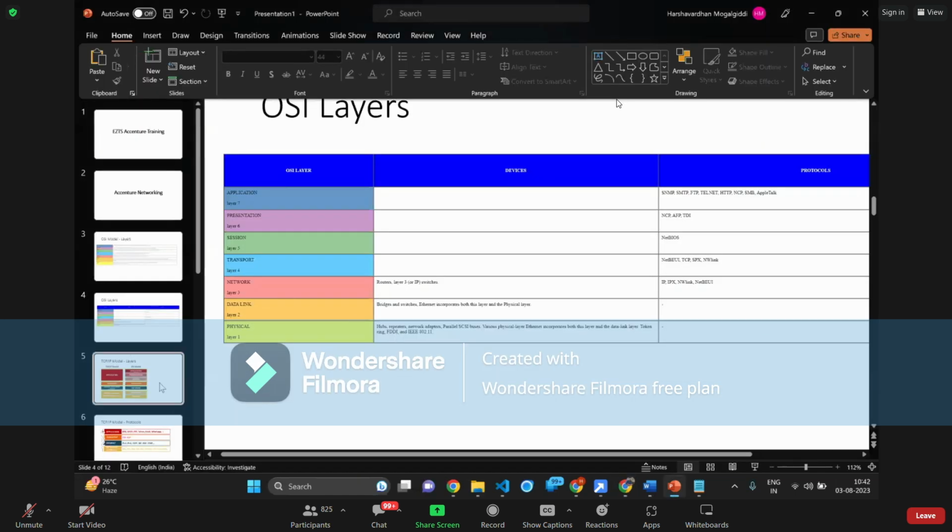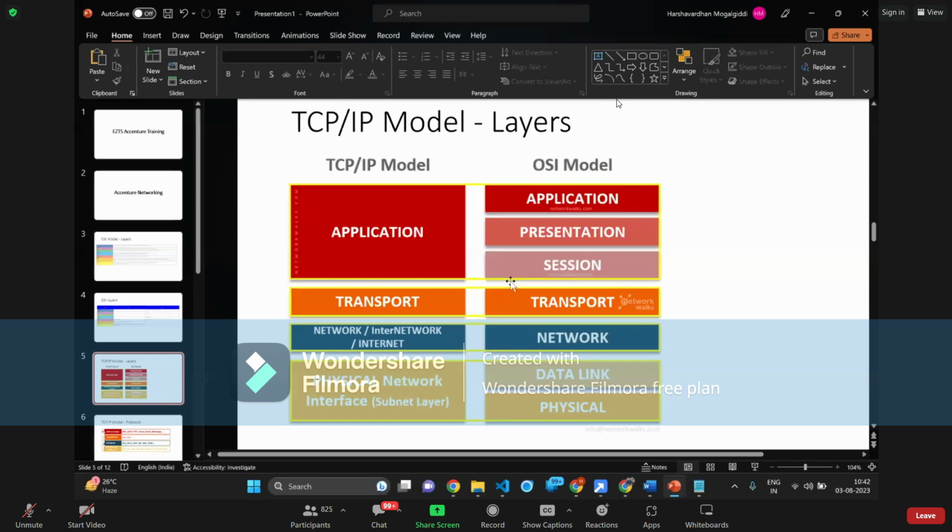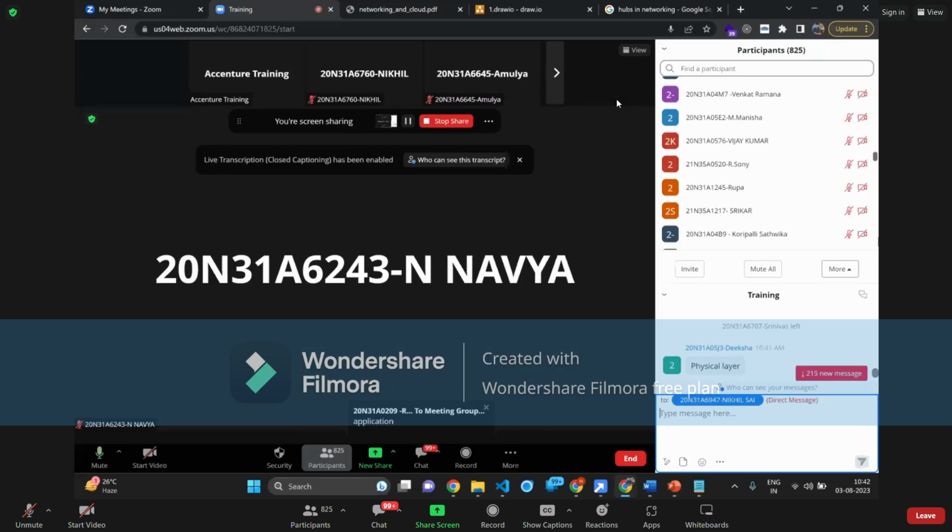Let us move to our next topic, that is TCP/IP. Shall we? Are you clear on OSI? What different layers, what different devices we use, and what different protocols we use?